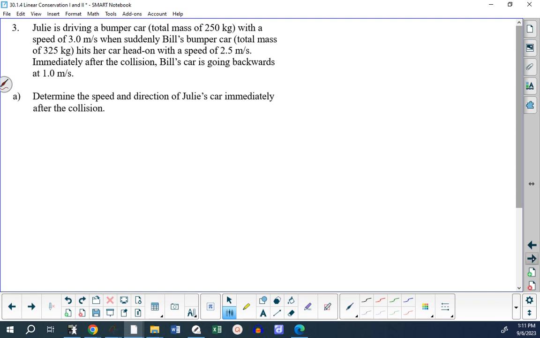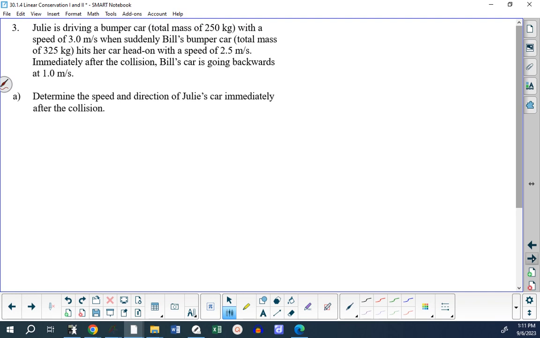Bill's bumper car has a mass of 325 kilograms with him in it. It's not that he's more massive necessarily than Julie. He's carrying all of the prizes he's won throughout the day. Been a very skillful game player. It's loaded up with all this stuff. And he's moving at 2.5 meters per second.